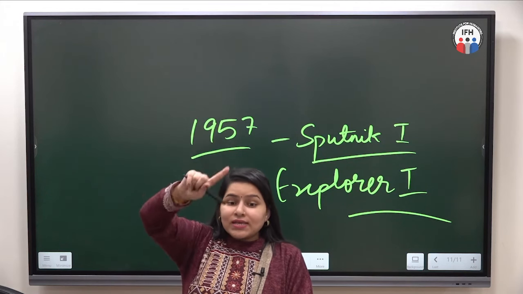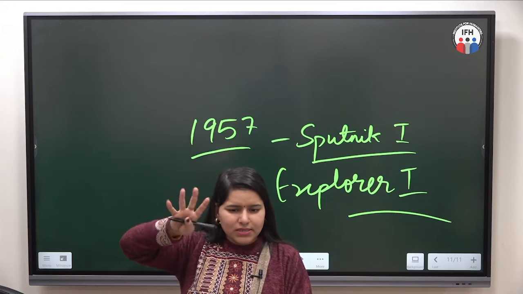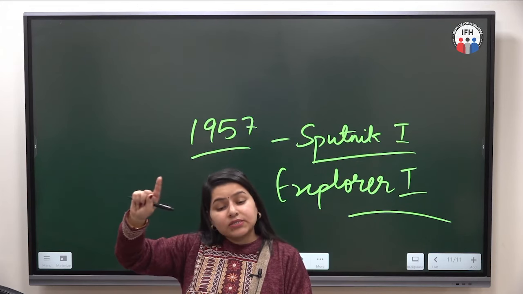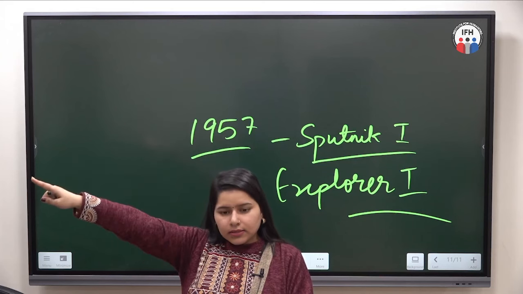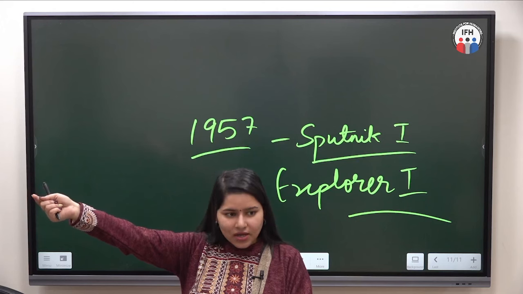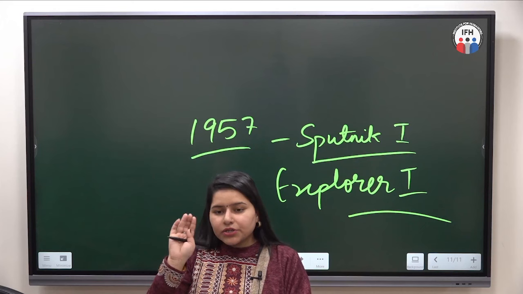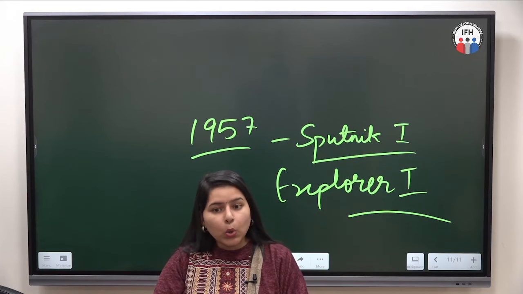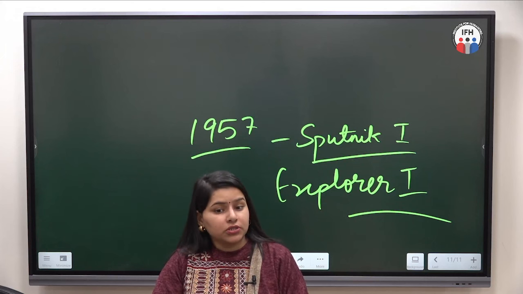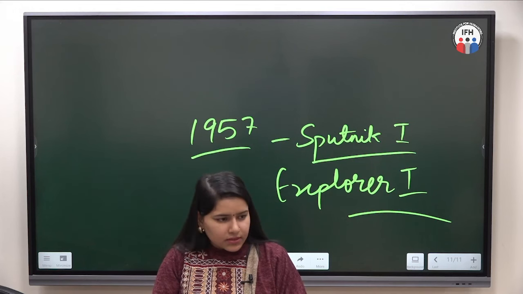because the US has placed its missile known as Jupiter in Turkey, which is very close to Russia. So it was a direct threat to Russia. So the Soviets said that we will take our missiles back from Cuba only on one condition, that you take back your missiles from Turkey. This much you have understood.